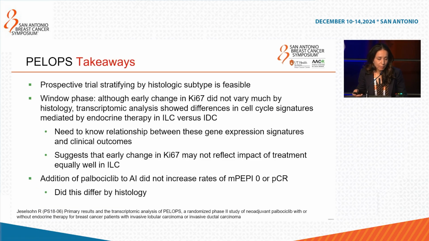PELOPS showed us that conducting a prospective trial stratifying by histologic subtype is indeed feasible. And although the early change in Ki-67 did not appear to vary much by histology, the transcriptomic analyses showed differences in cell cycle signatures that were mediated by endocrine therapy between lobular and ductal cancer. While we need to know how these signatures relate to long-term and clinical outcomes, it suggests that early change in Ki-67 may not be telling the full picture in regards to how lobular breast cancer is being impacted by these treatments. The addition of palbociclib to the AI did not increase the rates of mPEPI 0 or pCR, but it would be interesting to see whether or not this was different by histologic subtype.